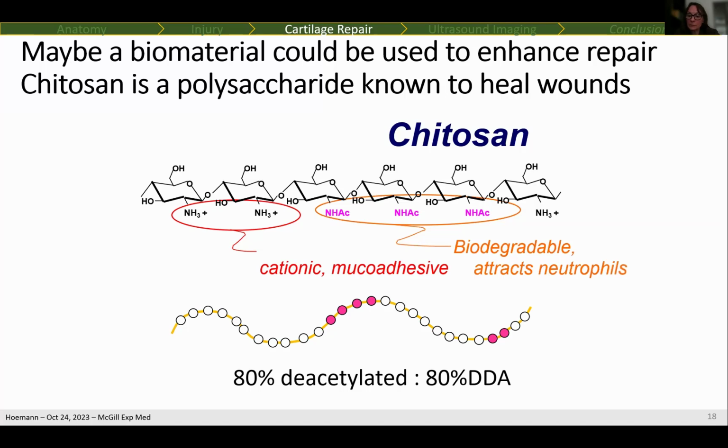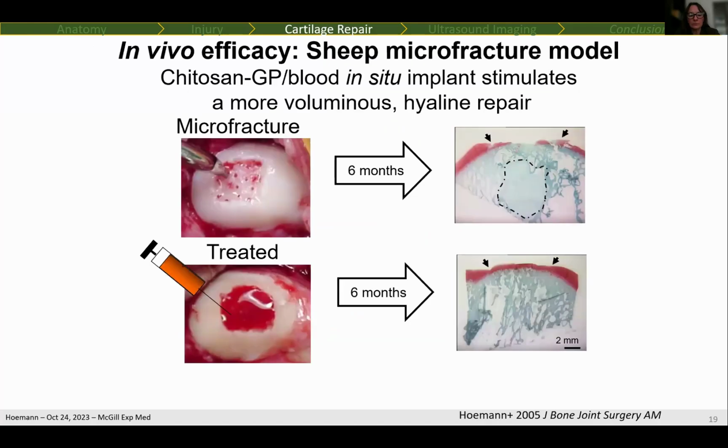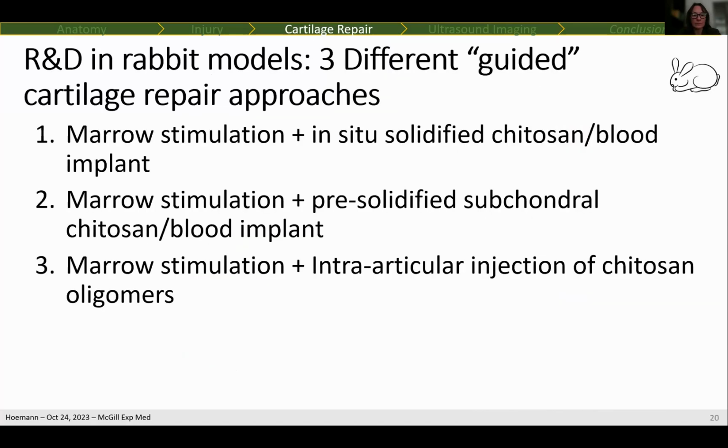And it's also biodegradable. And it stimulates wound repair because it attracts neutrophils. So we had a proof of concept in 2005. We published that these hybrid blood clots, which later became the BST-CarGel product, if you treat a sheep microfracture defect with this implant, you can get a more hyaline and voluminous repair tissue. And it was after this we actually turned back to the rabbit to figure out the mechanisms of action.